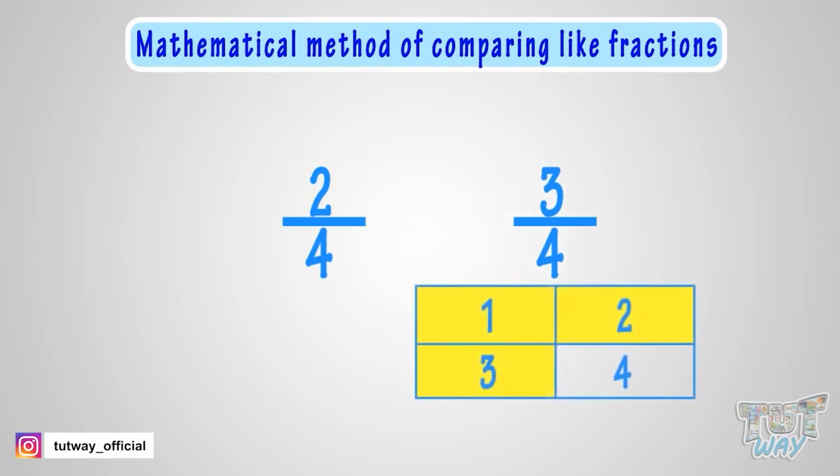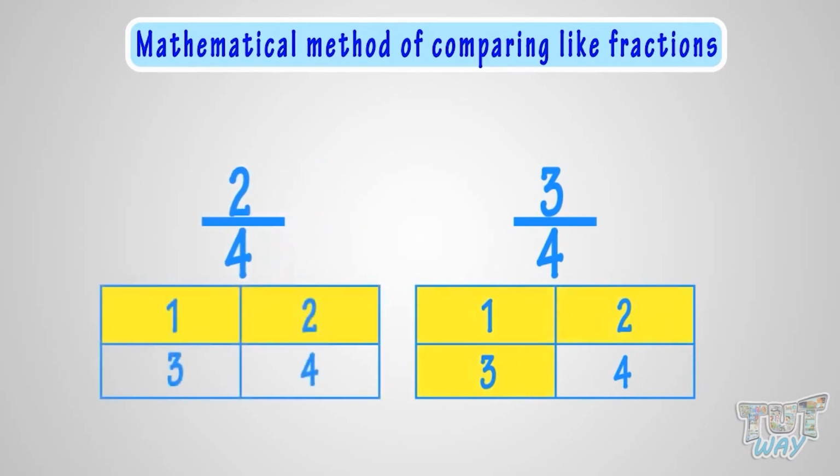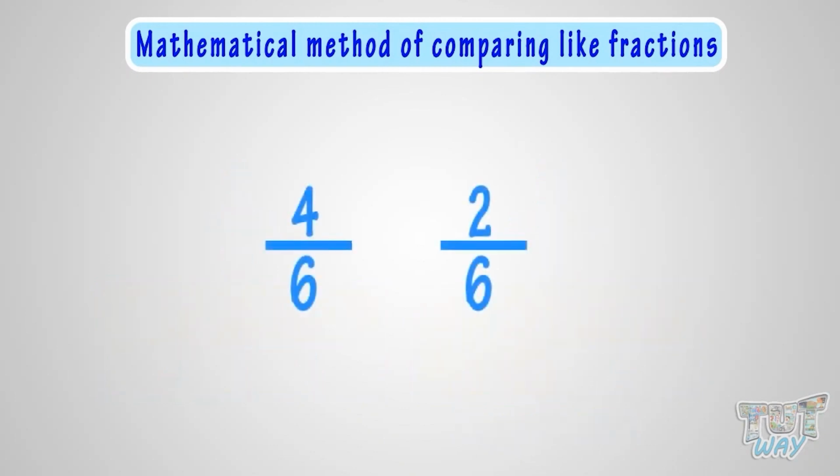3/4 means 3 parts out of 4 parts. And 2/4 means 2 parts out of 4 parts. Here, you can visually verify that 3/4 is a bigger fraction than 2/4. Good! Let's take another example.